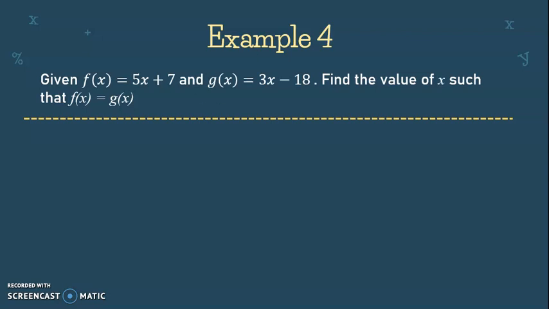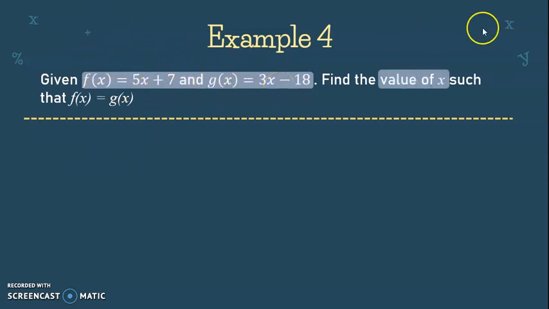Okay, so I believe all of you have done this example 4. Let's check whether your answer is correct or not. So first, highlight the important information. In this case, we have the two functions here, alright? And then the question wants you to find the value of x.